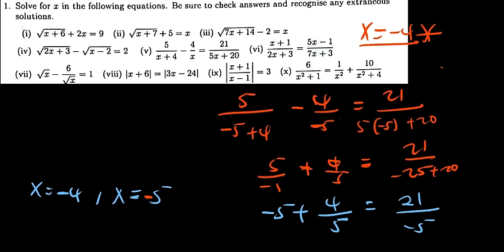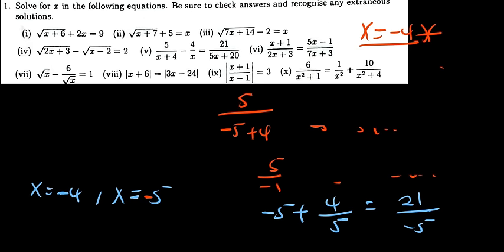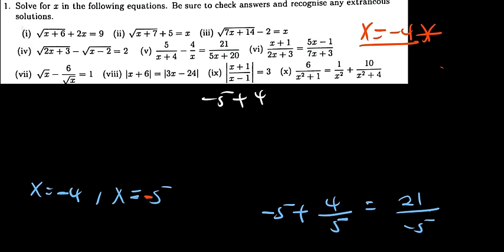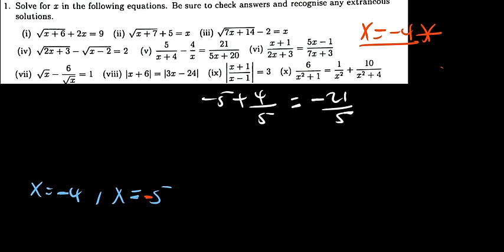So let's see. On the left hand side, we need to come up with 21, which is the same as negative 21 over 5. So now I have got negative 5 plus 4 over 5 is equal to negative 21 over 5. Let's see. The left hand side, it is the same as rewriting it as 5, then I've got that divided by 5 plus 4 over 5.